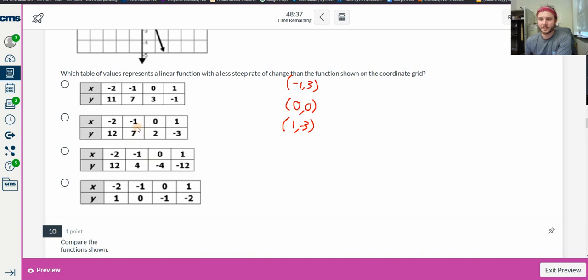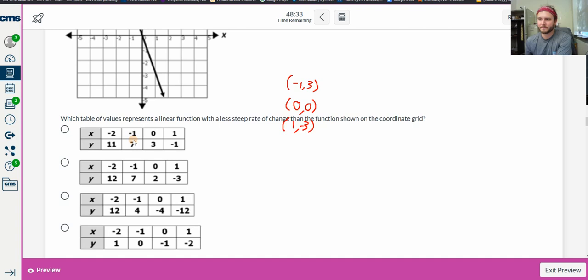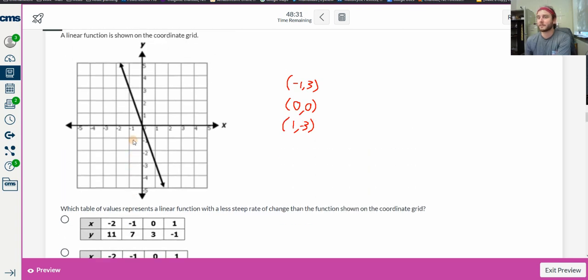So let's see, 0, 0, I'm not seeing, oh hang on, it doesn't ask us to match it up, I'm sorry. I misread this problem. This is going to seem silly, but I'm out of time to record this, so here we go.